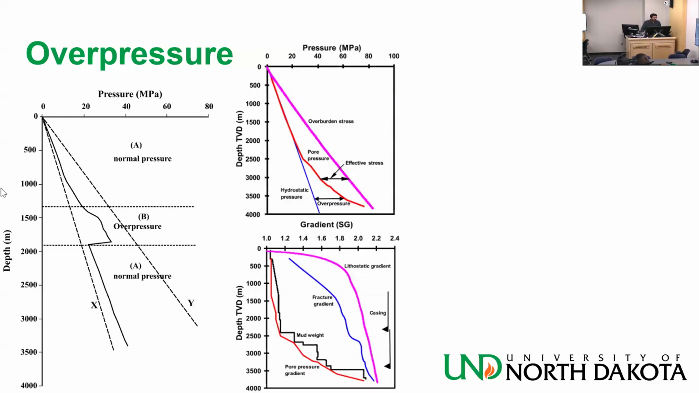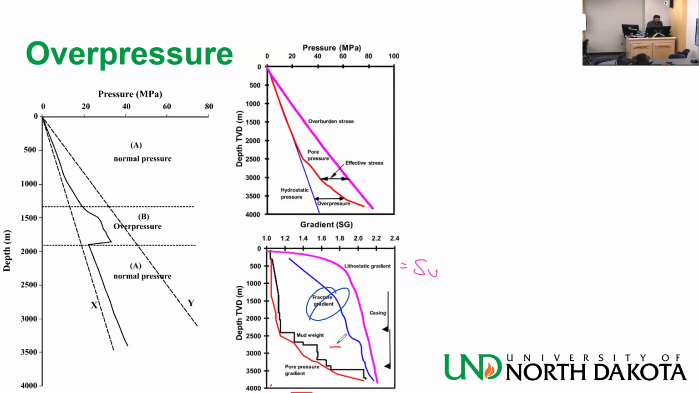This diagram at the bottom has three things that I'm interested in while drilling. I have the lithostatic gradient, which is SV. I should not exceed it, otherwise I'm lifting the earth. I have the blue fracture gradient that my mud weight should not exceed, otherwise I have lost circulation. And I also have the pore pressure.